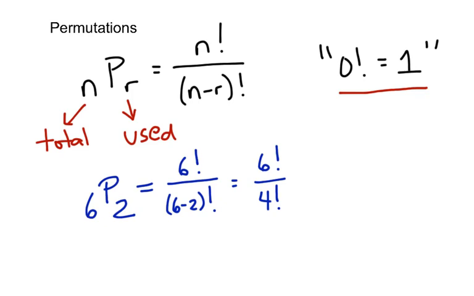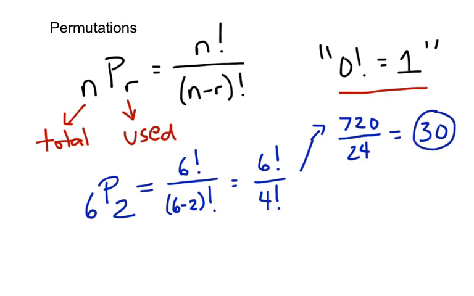At this point, you have a couple of different ways you can go, and you should do whatever you're comfortable with. One of the ways is just to find out what 6 factorial is. That's 720. Find out what 4 factorial is. That's 24. And then divide the two. When you divide those two, you find out that the answer is 30. So for a permutation of 6 things taken 2 at a time, our answer would be 30.